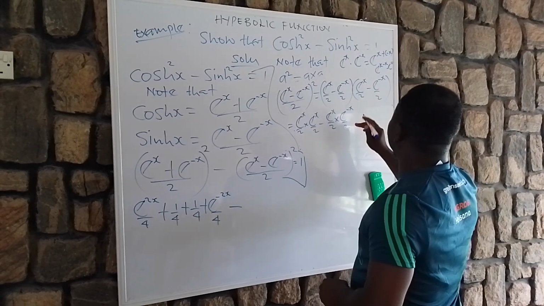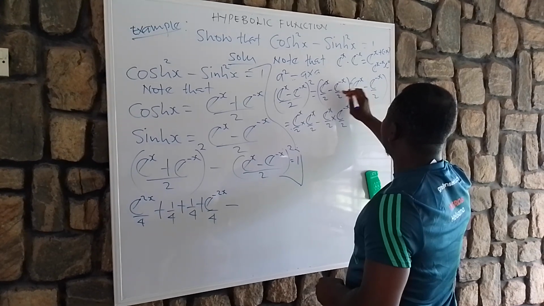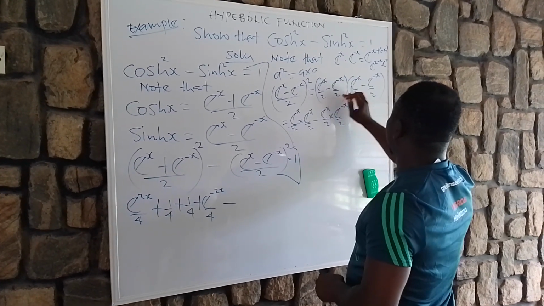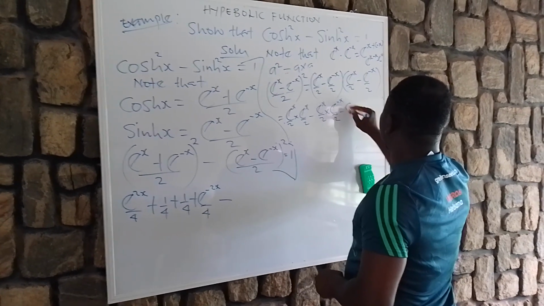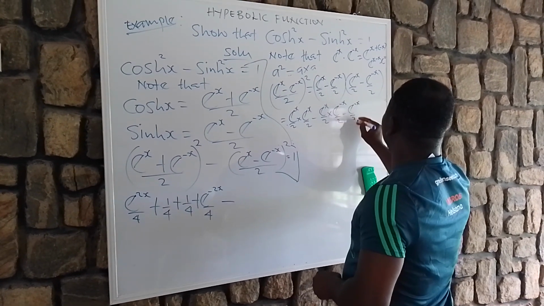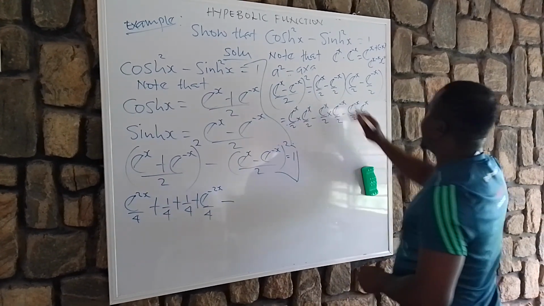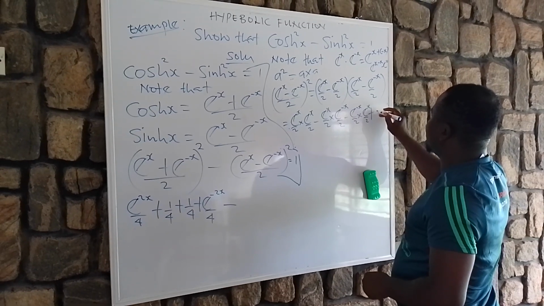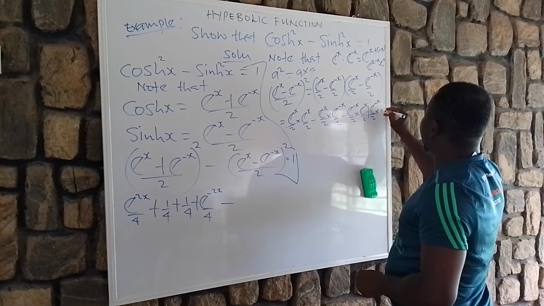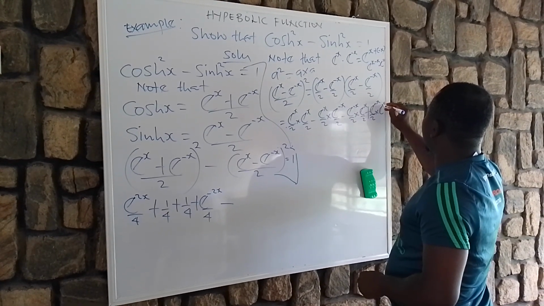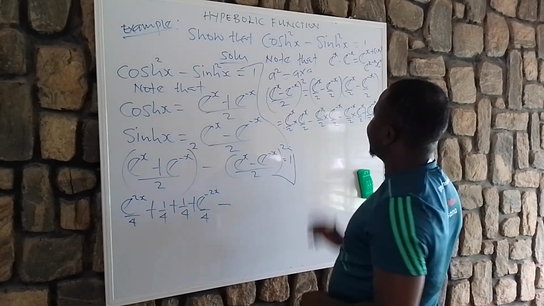This one times this, we're going to give you minus exponential x minus x. Sorry, minus exponential minus x all over 2 times exponential x all over 2. We're going to be minus exponential minus x all over 2 times exponential x all over 2. Then minus times minus is going to give us plus. Then times minus x all over 2 times exponential minus x all over 2. So if you agree with me, we apply indices here.